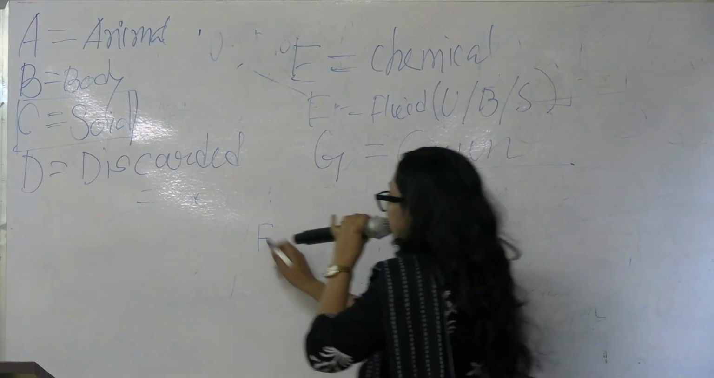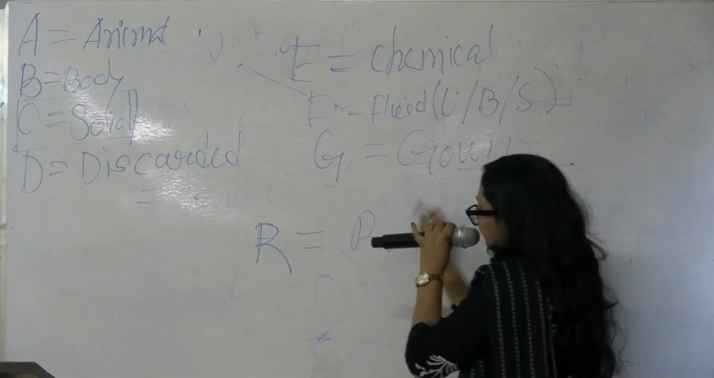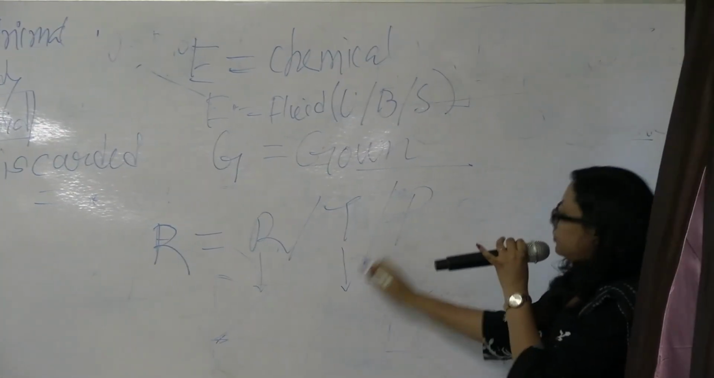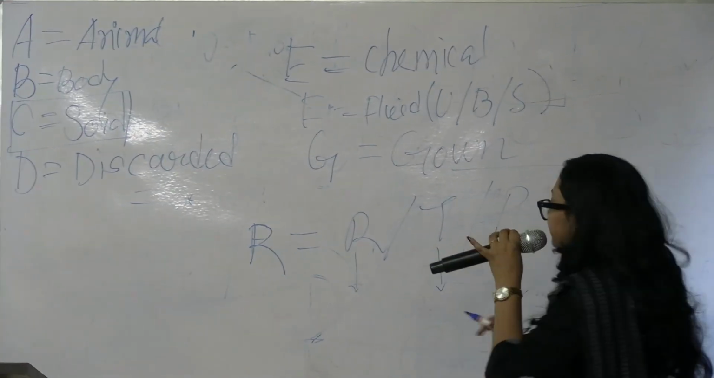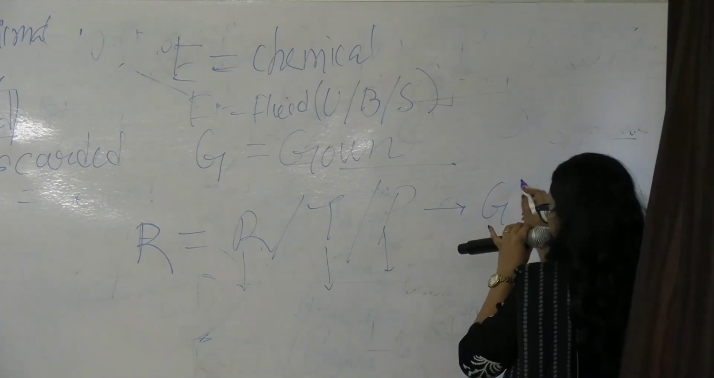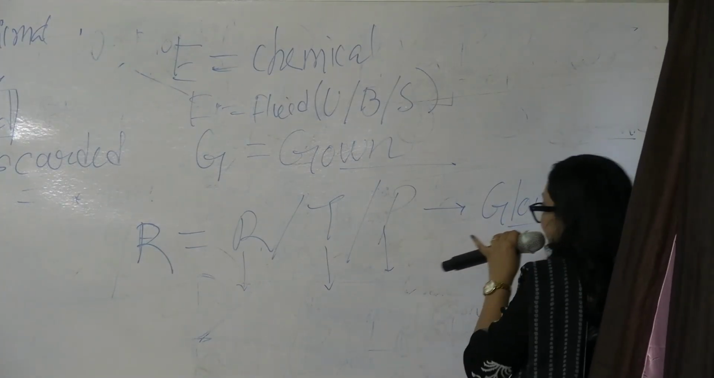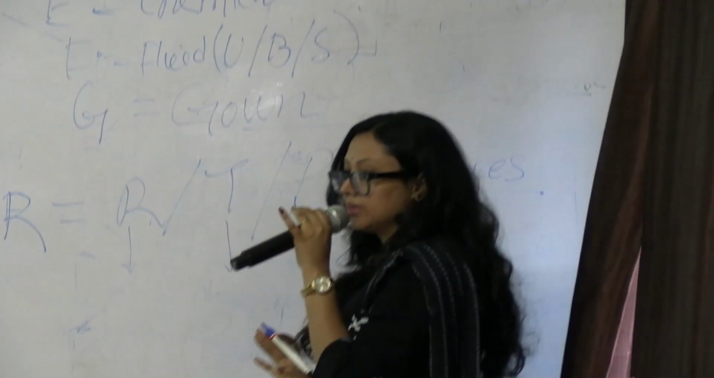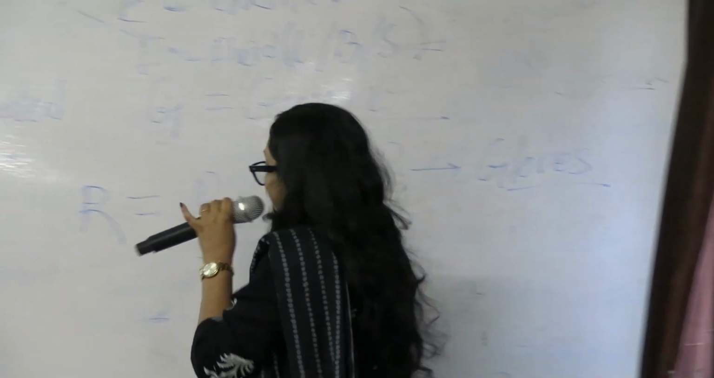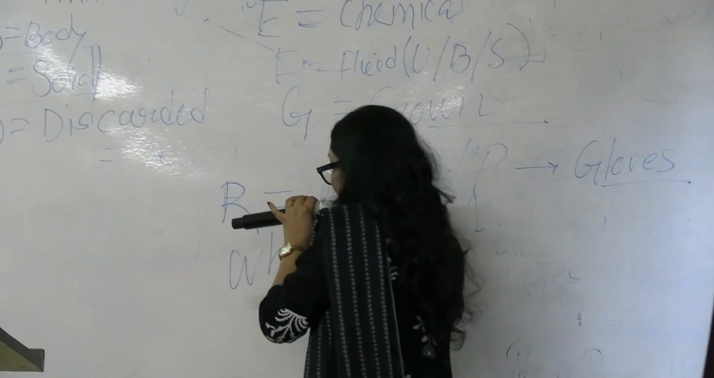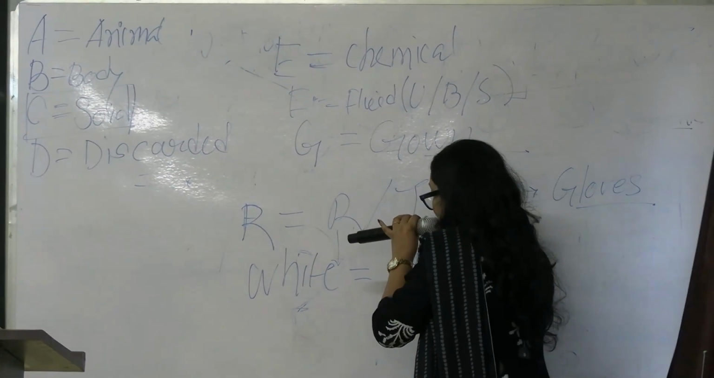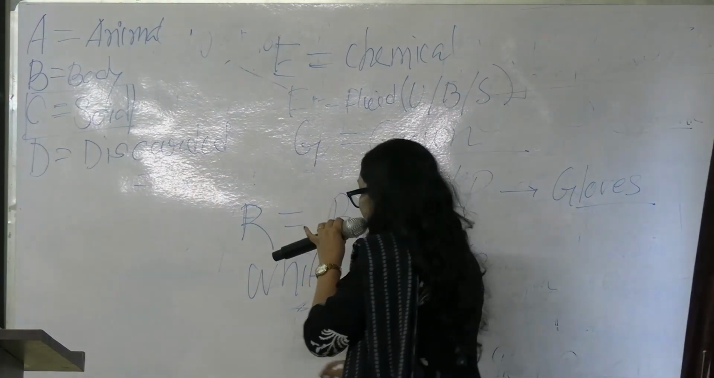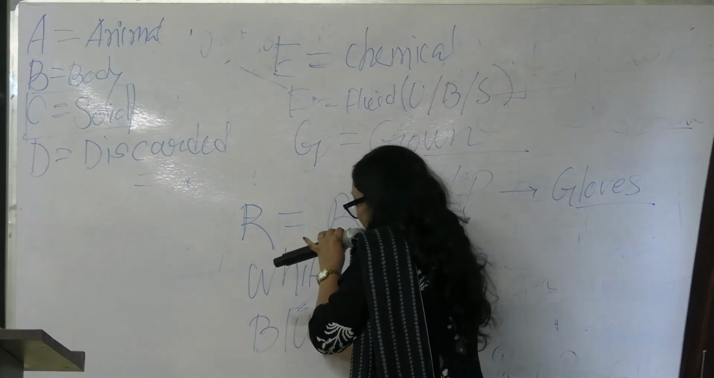Now for red, you remember RTP. Anything which is made up of rubber, tube or plastic will go to red. Now, gloves: irrespective of whether they are soiled or not, gloves will always go to the red category. Now, white. The white category is for sharps. And blue is for glass.